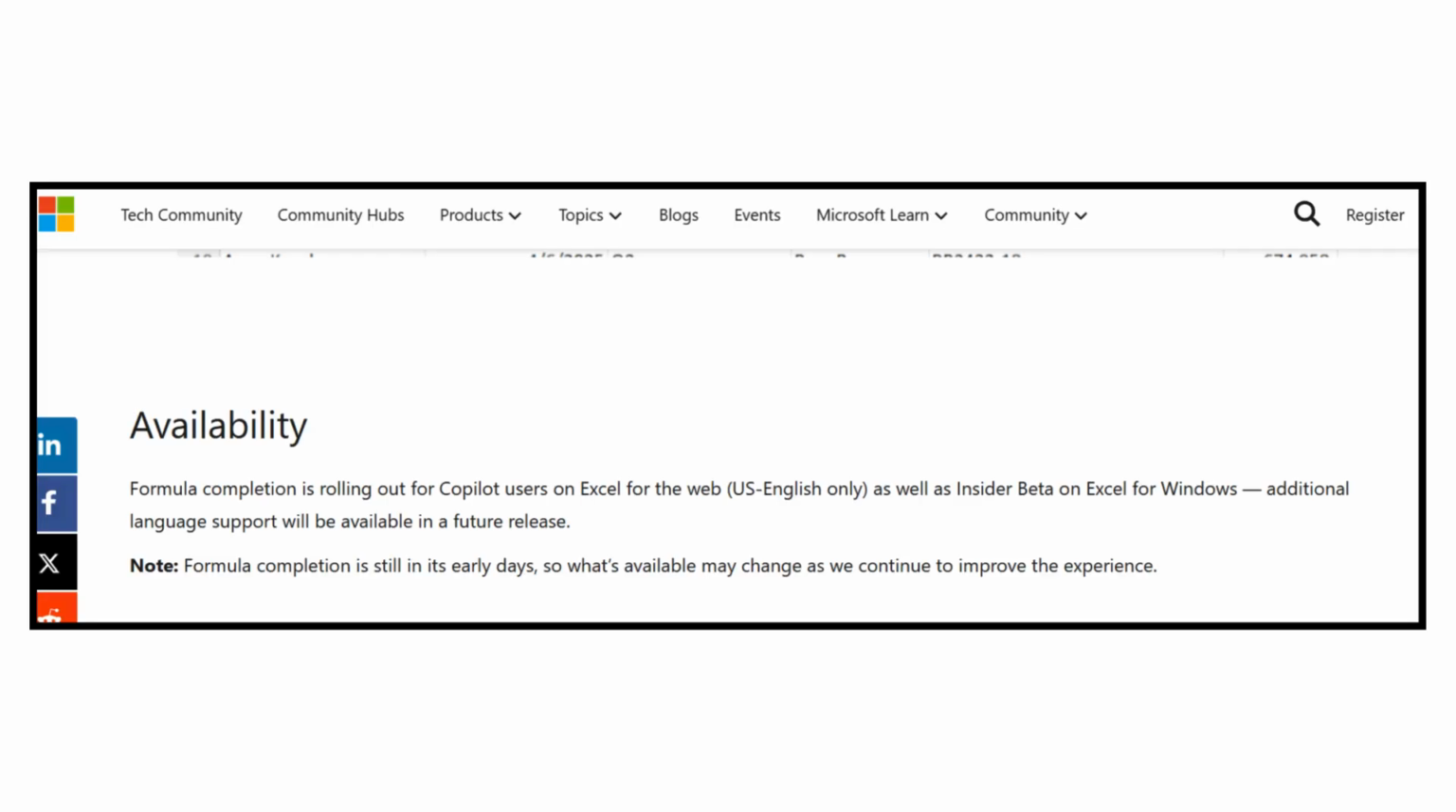Just a quick note, this feature is not yet available to everyone. It works only in the Excel's web version and currently rolled out exclusively to Microsoft 365 Premium subscribers who are part of the beta channel.